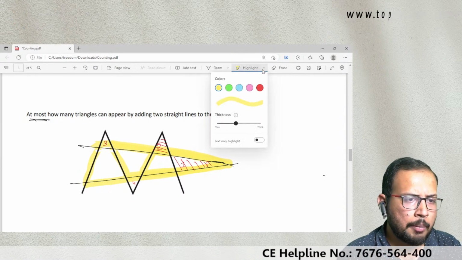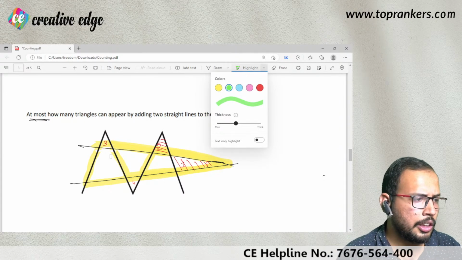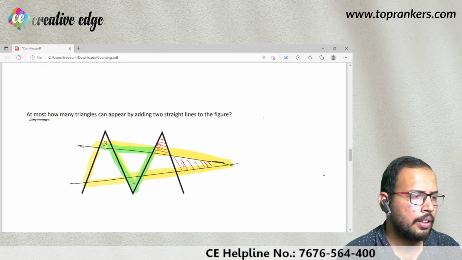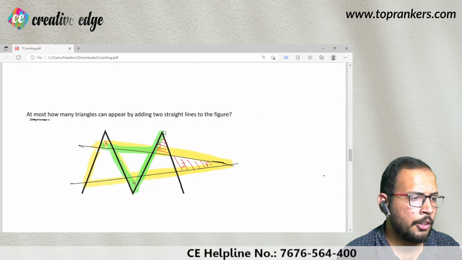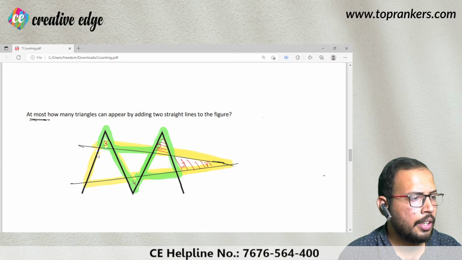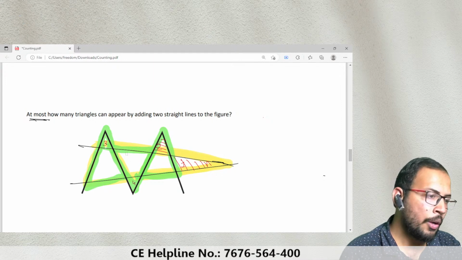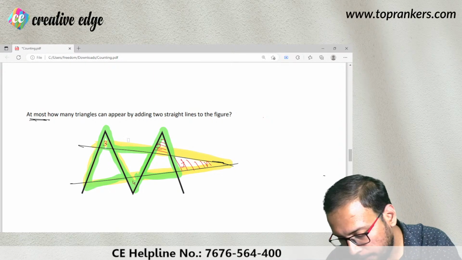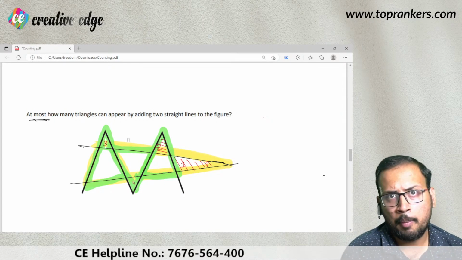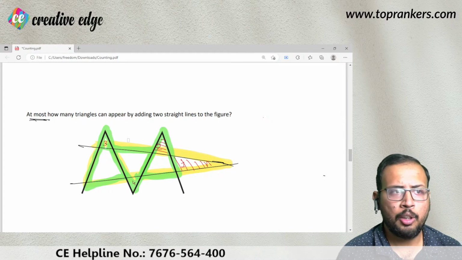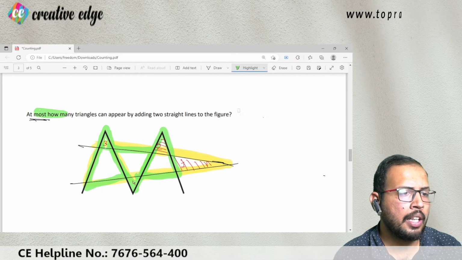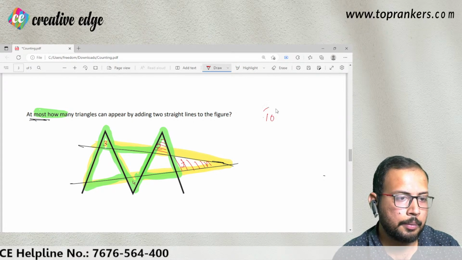Shall we count some other triangles as well? So this is going to be my eighth triangle. This is going to be my ninth triangle. And this is going to be my tenth triangle. I hope I'm not missing any. If I'm missing any, you can tell me if you're able to count more than 10 triangles here. I'm able to count 10 triangles in this case. Okay, so at most how many triangles can we make here? We can make a total of 10 triangles.